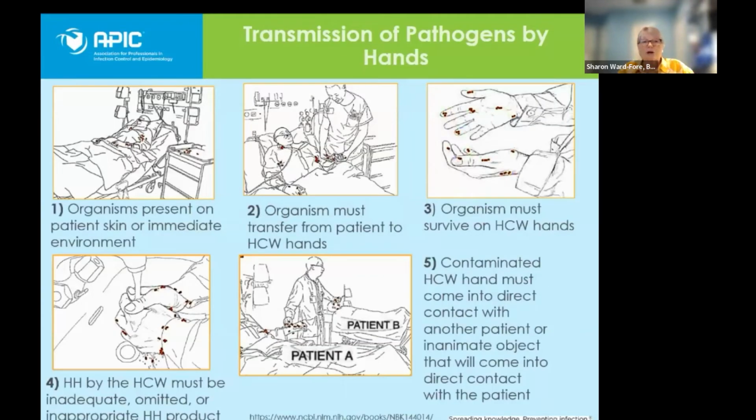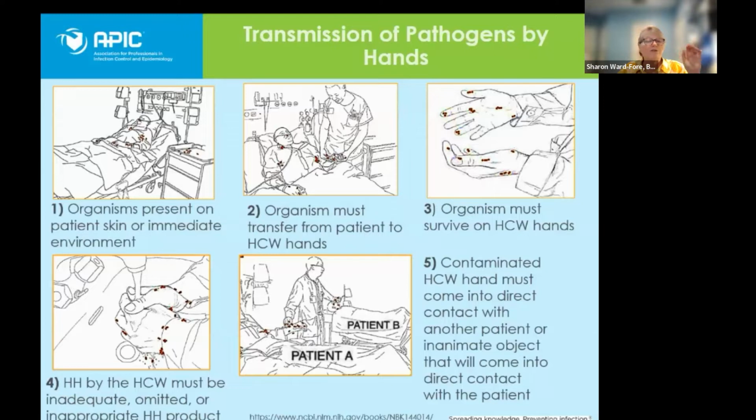Now, according to the World Health Organization, transmission of healthcare-associated pathogens from one patient to another by healthcare personnel hands requires 5 sequential steps. And the first is that organisms are present on the patient's skin, or have been shed onto the objects immediately surrounding the patient. The second is that those organisms must be transferred to healthcare personnel hands.